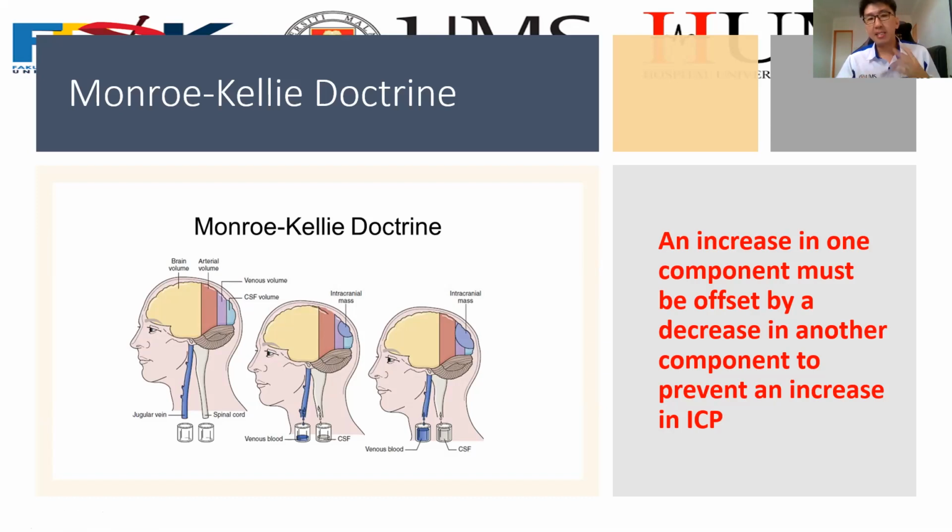This is very crucial because initially, when an increase in one of the components occurs, the brain system will try to compensate to prevent a massive increase. However, in the decompensated phase, there will be a massive increase in intracranial pressure. Therefore, the patient will develop symptoms of raised ICP.